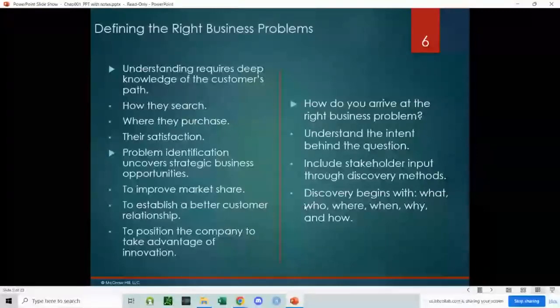So how do you arrive at the right business problem? You have to understand the intent behind the question. This is you as an analyst, talking to the stakeholders and trying to make sure that you understand what it is they want and interpreting what they say into something that's actually actionable. So of course, include the stakeholder input through the discovery methods, and discovery begins with what, who, where, when, why, and how. Very basic questions.